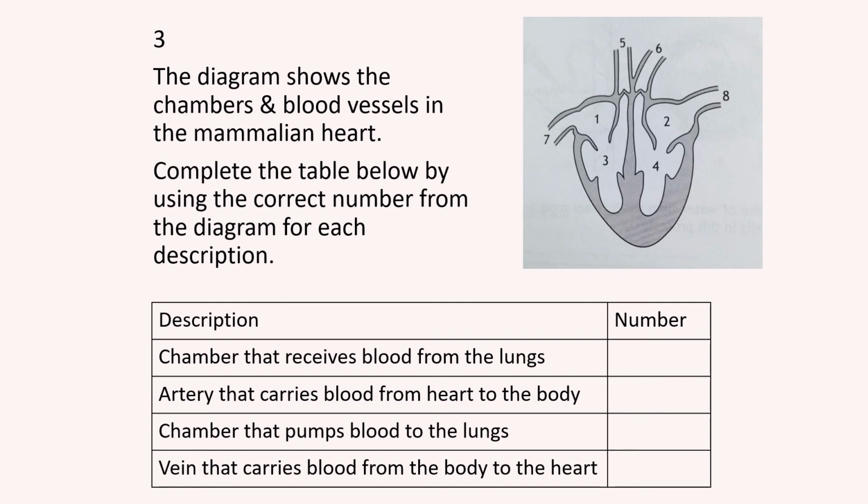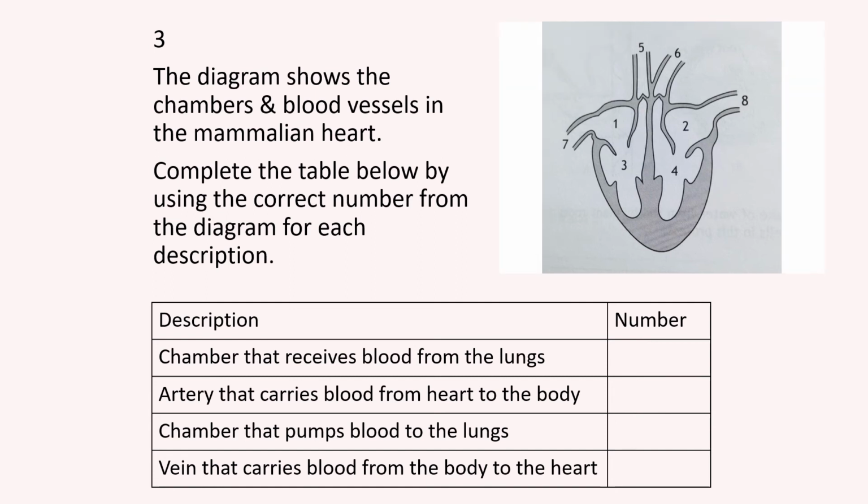So the answers are the chamber that receives blood from the lungs would be this chamber here, so number 2. The artery that carries blood from the heart to the body, that would be the main artery, which is 6, which is your aorta. The chamber that pumps blood to the lungs would be your chamber 3, which is your right ventricle. And your vein that carries blood from the body to the heart would be 7, which would be your vena cava. So well done if you managed to get that correct. If you didn't, you'll need to watch the video again.